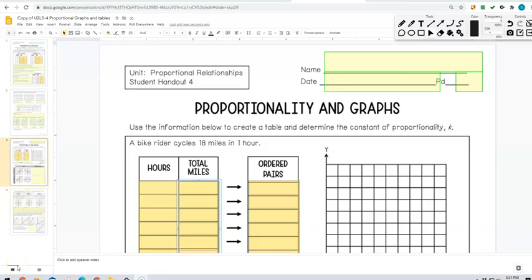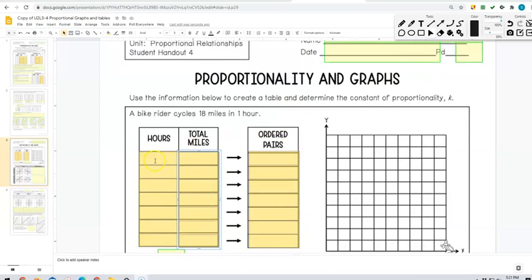Last time we talked about proportionality and tables. Today we're going to talk about proportionality and graphs. So we're going to use the information below to create a table and determine the constant of proportionality k.